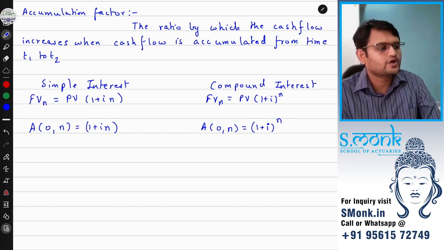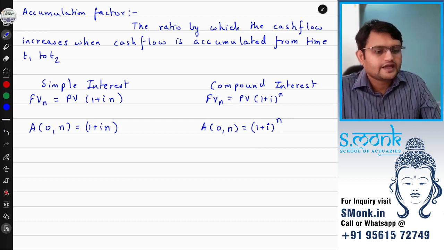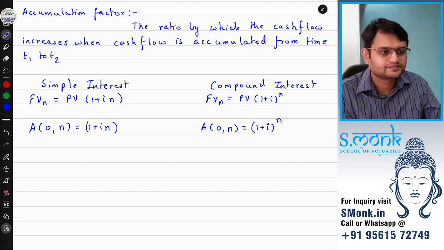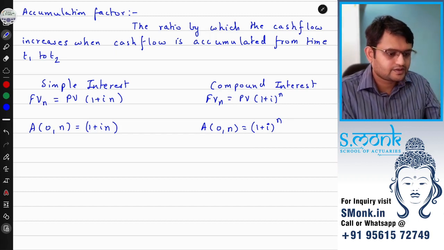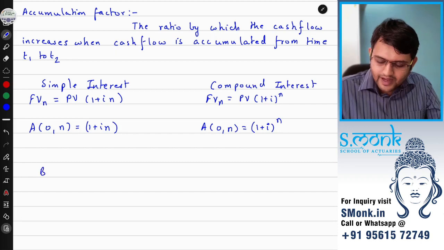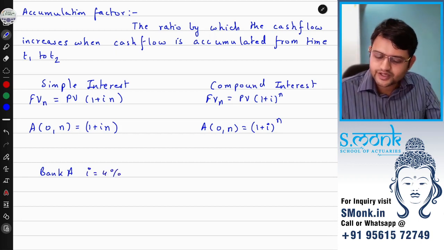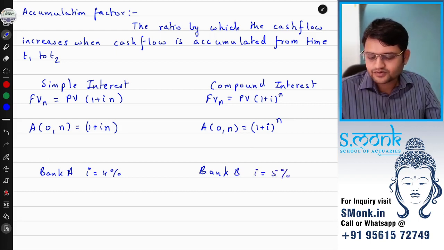Now, whenever we are talking about selection of an interest rate, it's very interesting. So, how would we select an interest rate? Now, see, if I say that bank A is offering you 4% interest, bank B is offering you 5% interest, which one would you choose?